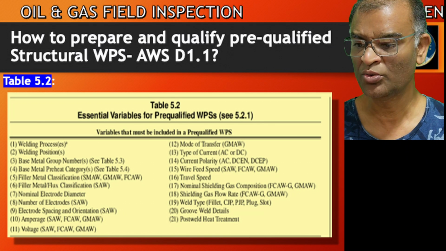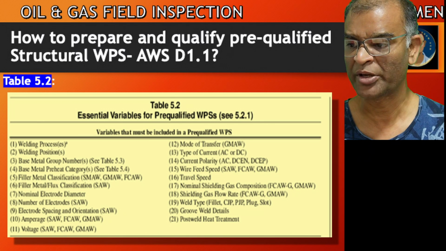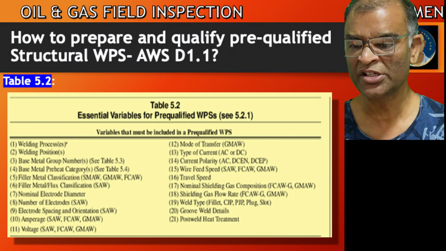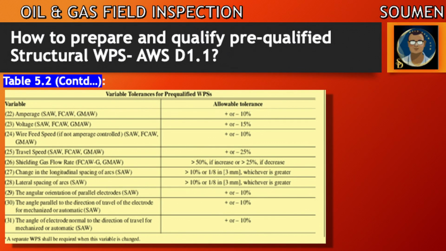Table 5.2 is for the essential variables for pre-qualified WPS. This is a long list starting from 1 and continued up to 31. The allowable tolerances are also provided, the voltage, current, plus minus, how much we can pick from the PQR value or the manufacturer recommended value.